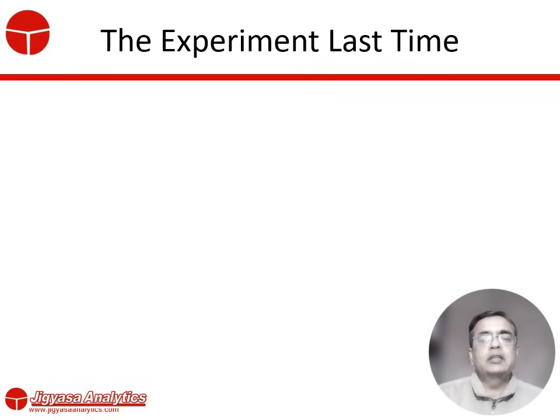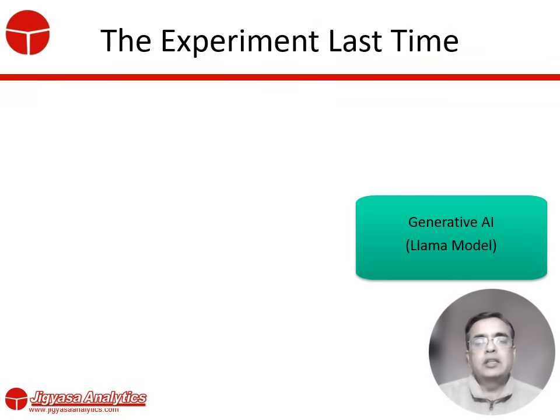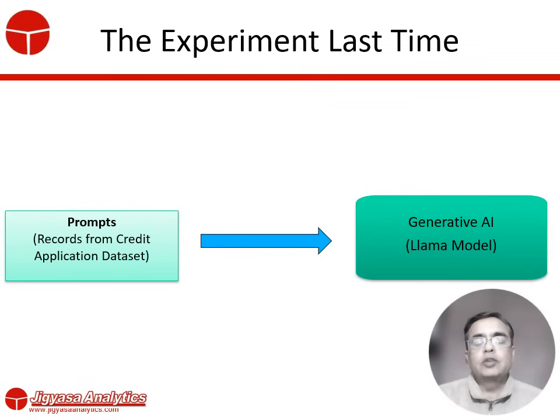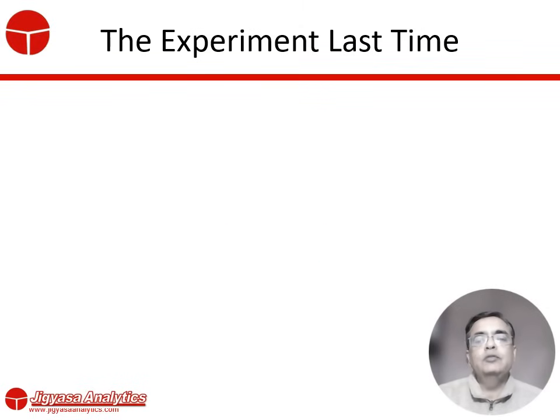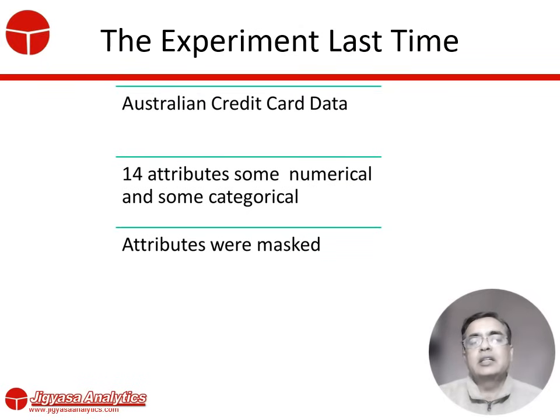Before we get into the experiment from this time, for context, let me share with you what we did last time. I will try to keep this short and just summarize our process. We started with the generative AI model, the Llama model, and fed it prompts, which were basically records from a credit application data set, and one applicant's information was fed at a time. And the data set we used was the Australian credit card data. This is a publicly available data. It has limited attributes. Attributes are masked, but we used that last time, and we are continuing to use it this time.